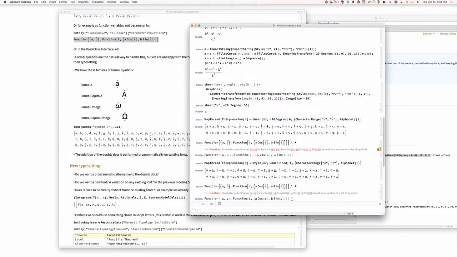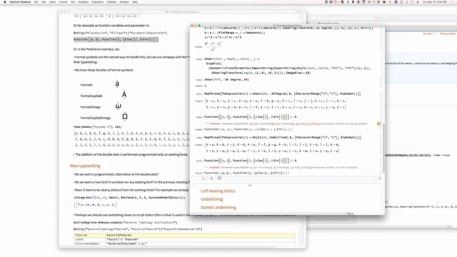Sorry, what were you saying, Eric? Underline a current formal character, is it? I'm just worried about typesetting that has horizontal bars already in it, like fractions. I think it'll look really ugly to have A underline numerator and then B underline denominator.